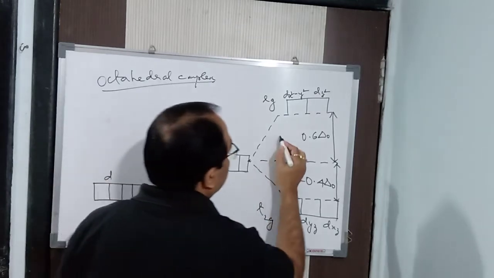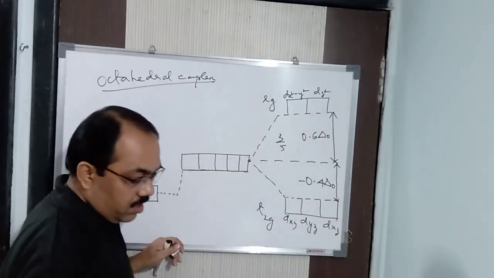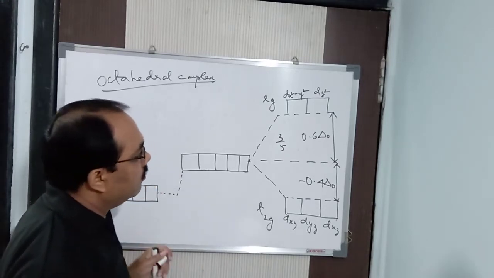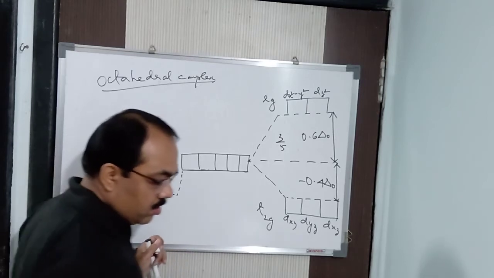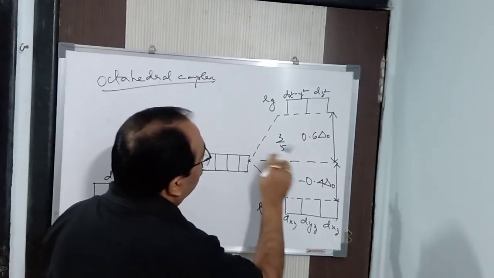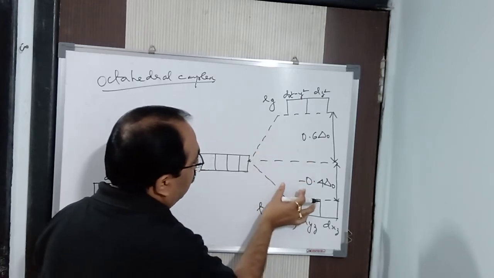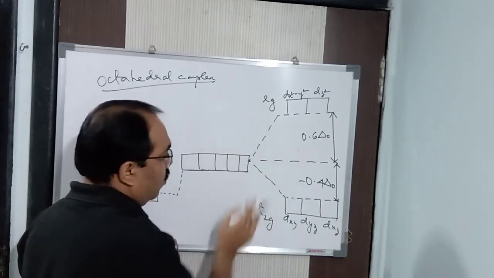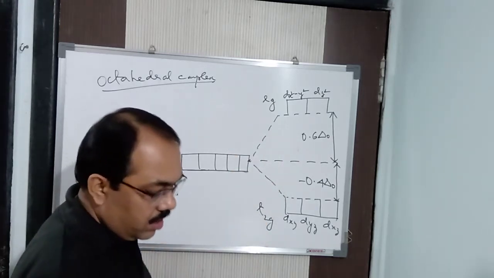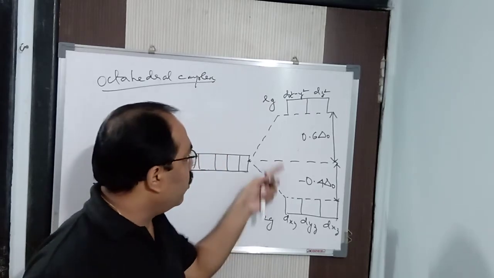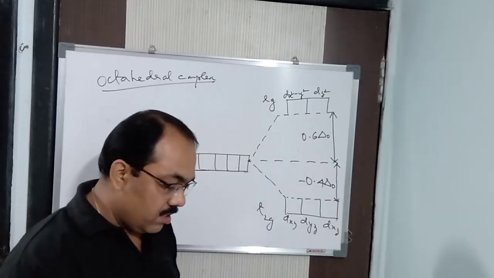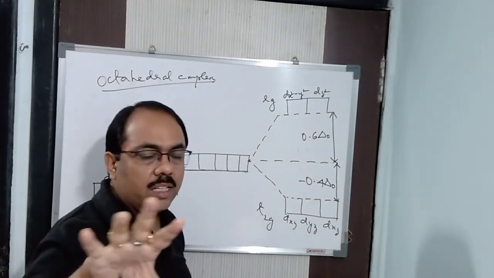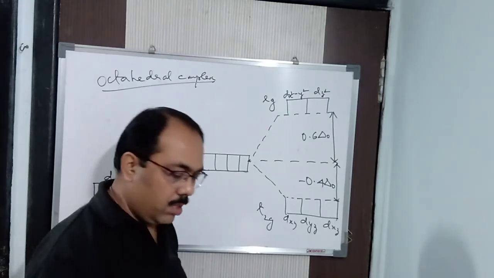See, this 0.6 is nothing but 3 by 5. Clear? This is because here the 3 orbitals are there, out of 5 orbitals. And here the 2 orbitals are there. So out of the 5 orbitals, the 2 orbitals are there. So hence the total is nothing but delta naught. The total is clear. That is CFSE.